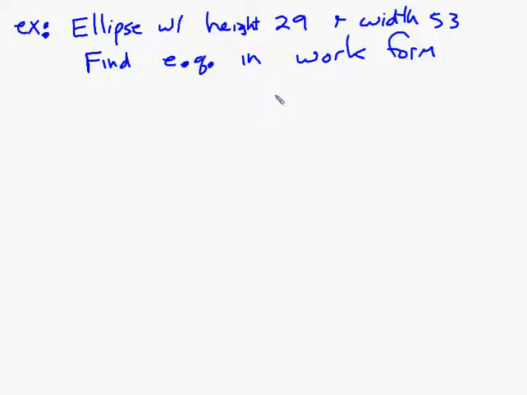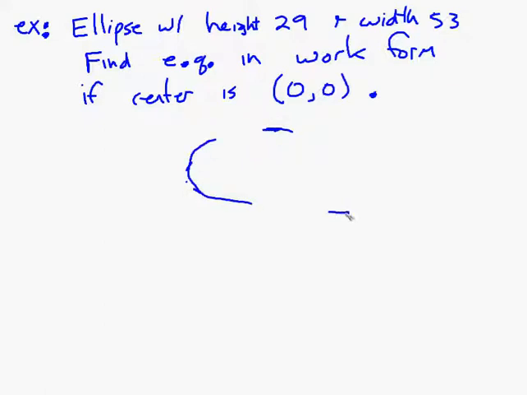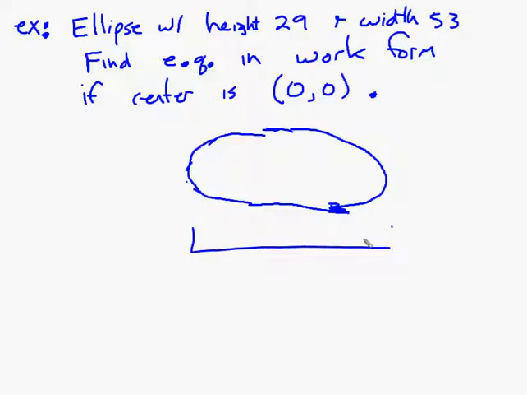When in doubt, graph it out. Okay, and we'll put it at the center of our graph. When in doubt, graph it out. Well, I'm not going to graph it out, but I will sketch some properties here. So here's our ellipse, and I know it opens left and right. And the reason I know it opens left and right is because the width is longer than the height, right?